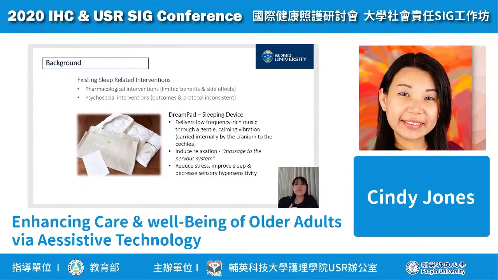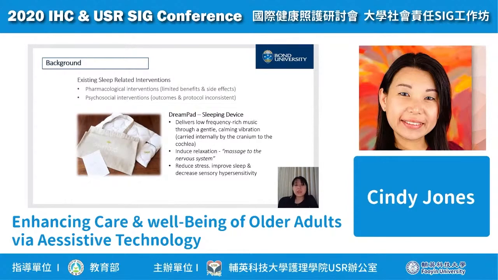Now, DreamPad is a sleeping device developed in the US that delivers low-frequency-rich music through a gentle calming vibration, which is carried internally by the cranium to the cochlea, so that only the user can hear. The process brings about a relaxation response from the body, which has been described as a massage to the nervous system, and it is supposedly useful to reduce stress, improve sleep, that is falling and staying asleep, as well as decrease sensory hypersensitivity for those who are using it.